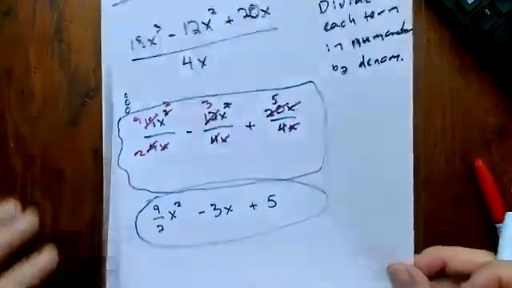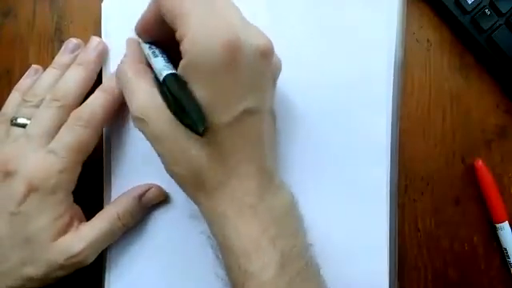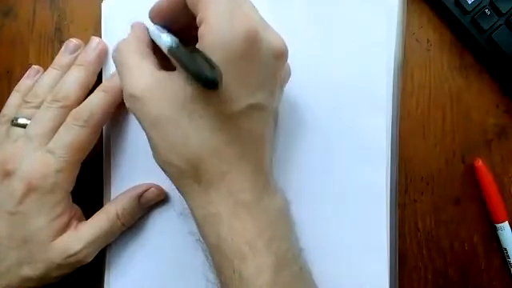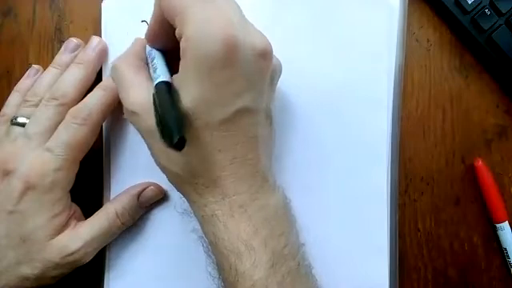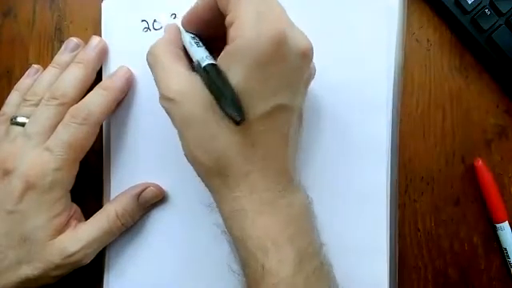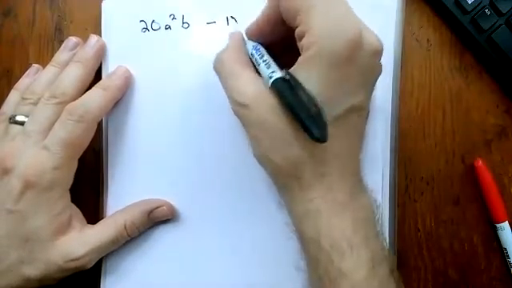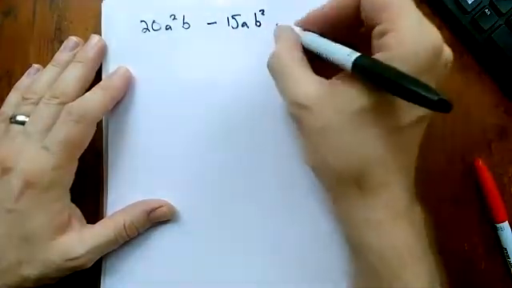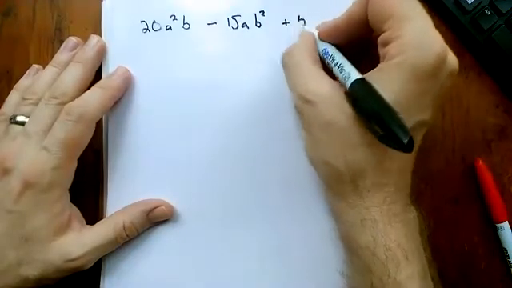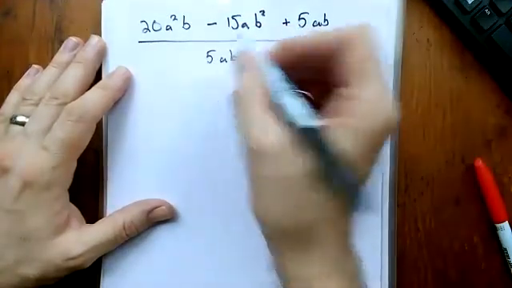Let's do another one. So let's say we've got something a little bit more involved. I'll say we've got 20a squared b, and then I'll do minus 15ab squared, and then I'm going to do plus 5ab, and I'm going to divide this whole thing by 5ab.